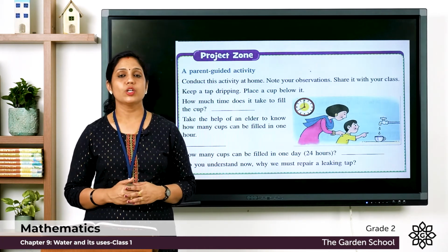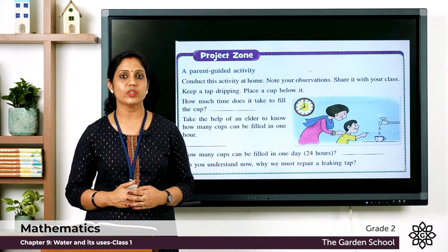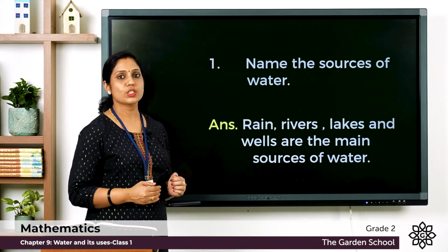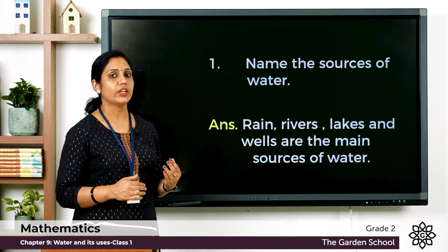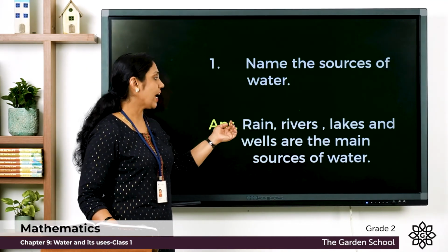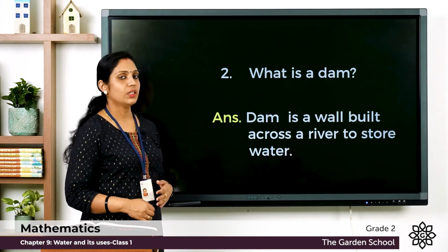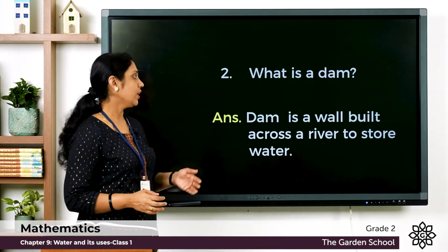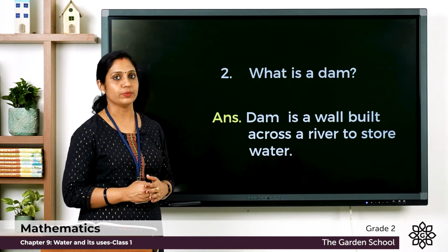So now let's move on to question answers, and for this you can take your notebook for writing down the question answers. Our first question, name the sources of water. So write down the question and the answer. Rain, rivers, lakes and wells are the main sources of water. Let's move on to the second question. What is a dam? A dam is a wall built across a river to store water.